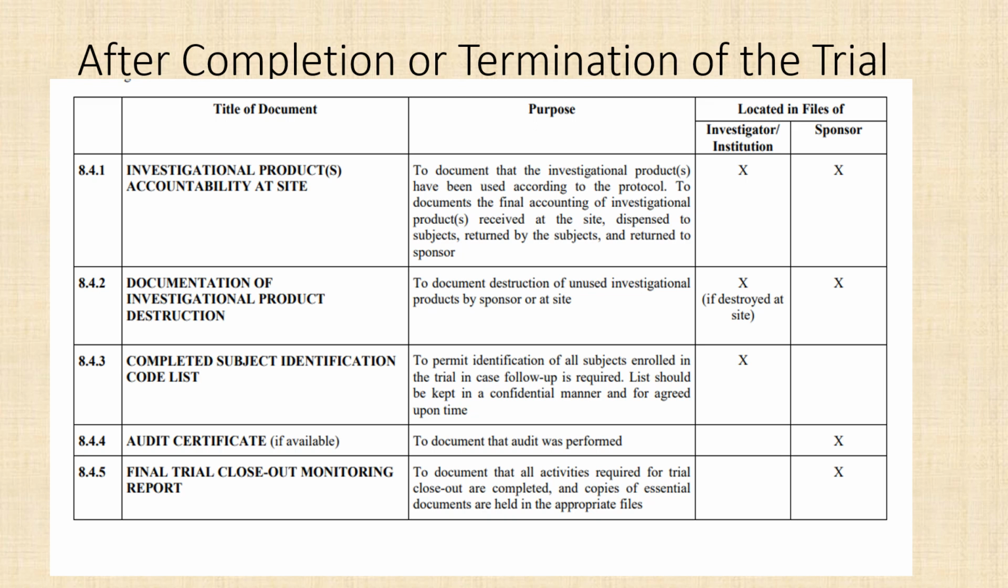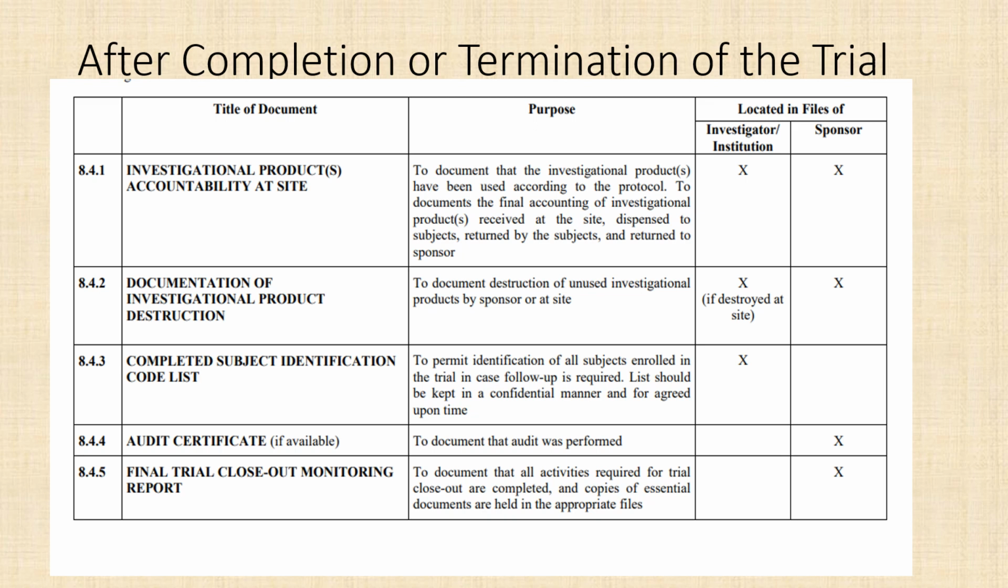Investigational products accountability at the site. Now this is after the completion or termination of the trial. The following documents need to be filed both at the investigator as well as the sponsor. That is accountability at the site to document that the investigational products have been used according to the protocol, to document the final accounting of investigational products received at the site, dispensed to the subject, returned by the subjects, and returned to the sponsor. Exact counting of the number of tablets or number of capsules or everything has to be maintained.